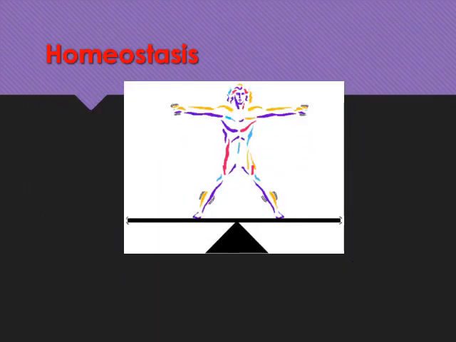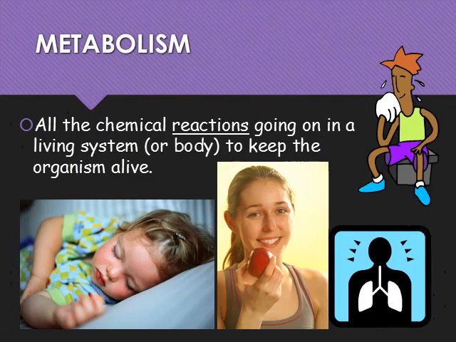And then at the bottom of the graphic is homeostasis, and we're going to talk about that more in detail. But I will just point out on the picture here that what it's representing really is balance in the organism. So that's where we're going to spend the rest of our lesson. So all those things we just talked about in that graphic, all the chemical reactions going on in a living system or body that help keep an organism alive, we call that metabolism.